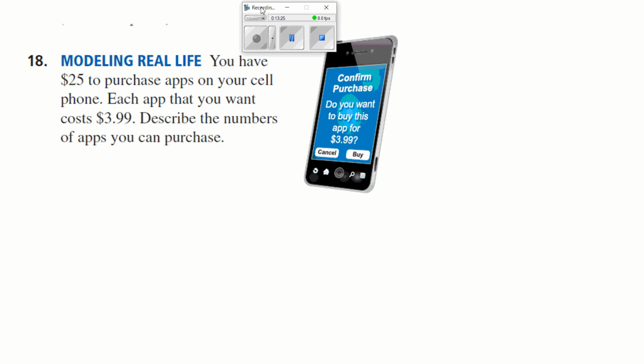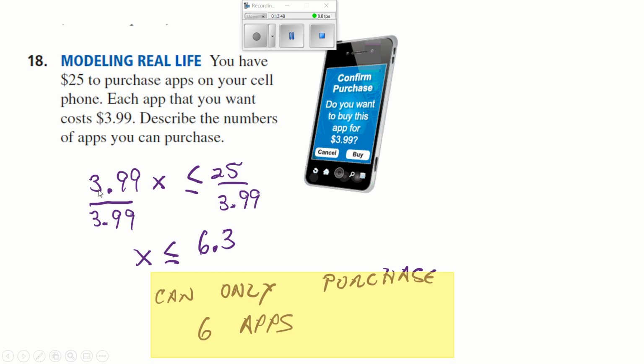Let's try some word problems now. It says you have $25 of purchase apps on your cell phone. Each app that you want costs $3.99. Describe the number of apps that you can purchase. Well, remember, each one of these apps is $3.99, right? And you only have $25. So you can only buy up to $25. So you'll put $3.99 times x. That's the number of apps that you could purchase, right? And it has to be less than or equal to $25. We'll divide 3.99 from both sides to isolate our variable. That's going to give us 6.3. I can't buy 0.3 of an app, which means I can only purchase 6 apps.